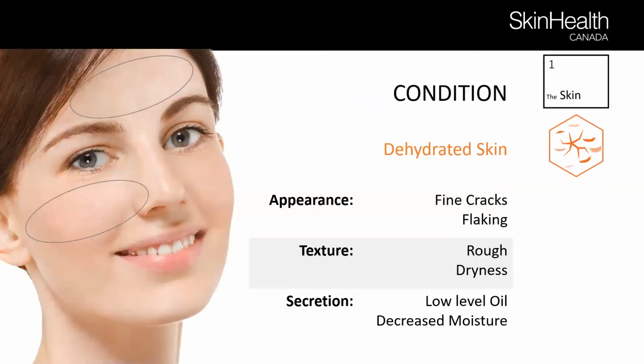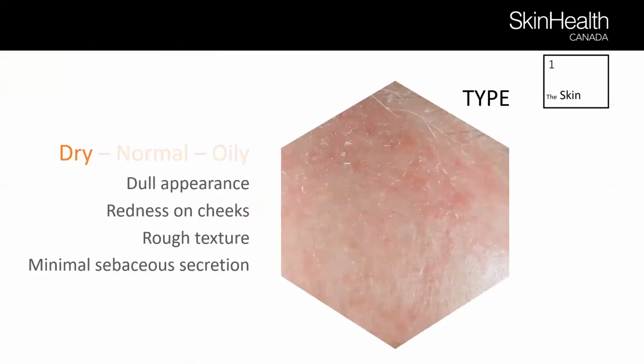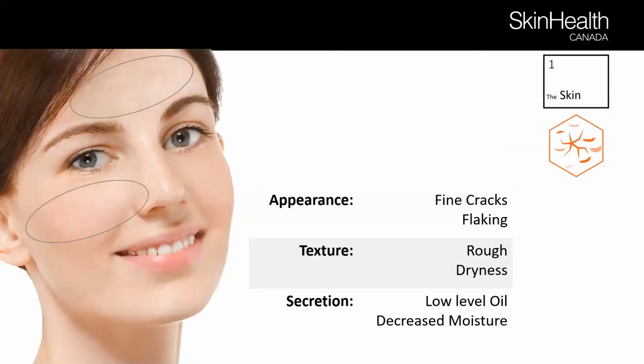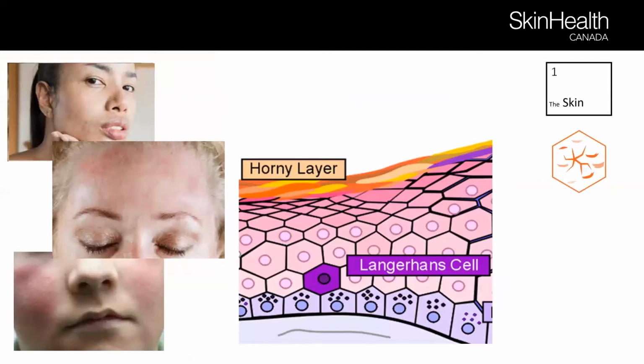So you're first going to try and identify what the skin type is. So you're going to have a dry skin type. Then you're going to look at the skin condition and identify dehydrated skin. And dehydrated skin is often to do with the health of the skin. What I've shown there are some pictures of dehydrated skin and how it presents itself.